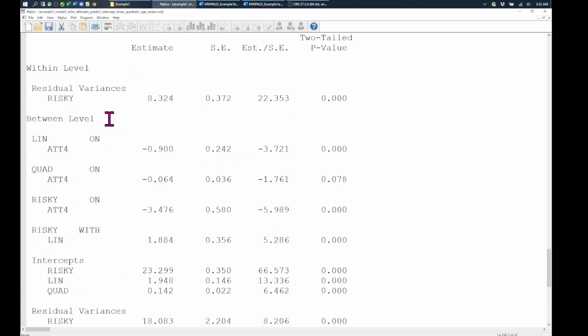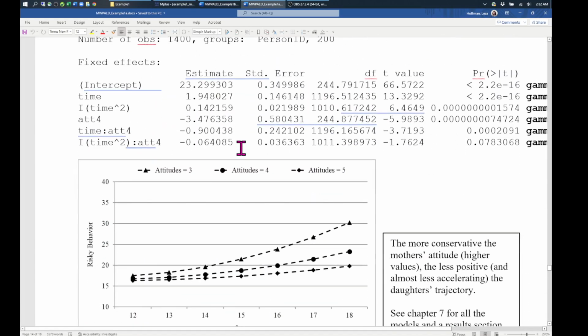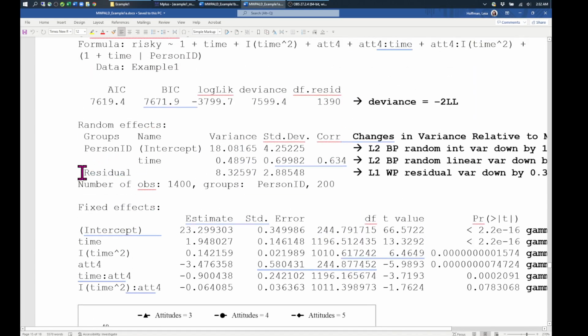So then we get to within level and between level results. And the only parameter at level 1 in terms of how it views the model is this right here. This is our level 1 E residual variance. So that corresponds to the variance component in R right here. There's that one.